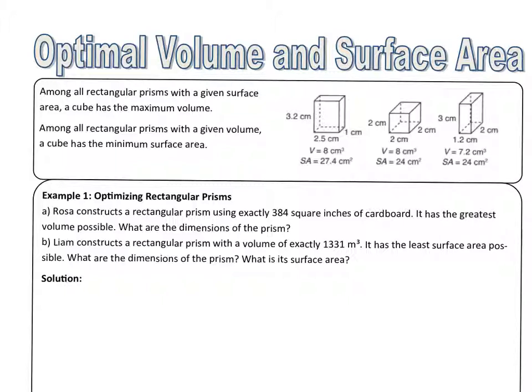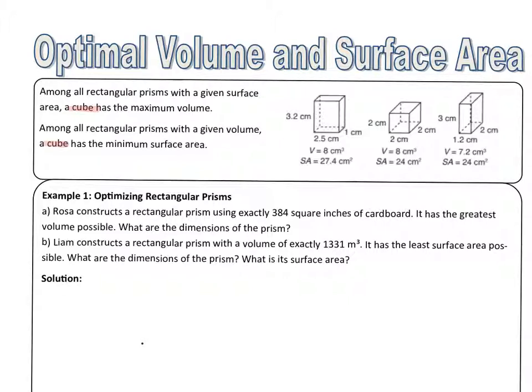So among all rectangular prisms with a given surface area, a cube has the maximum volume. So we're looking at cubes. And among all rectangular prisms with a given volume, it is the cube that has the minimum surface area.